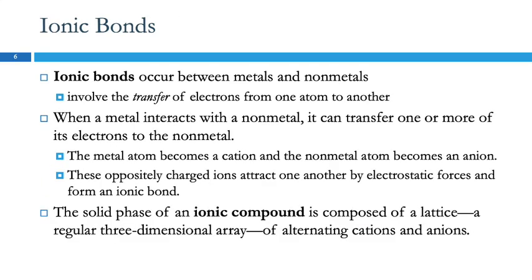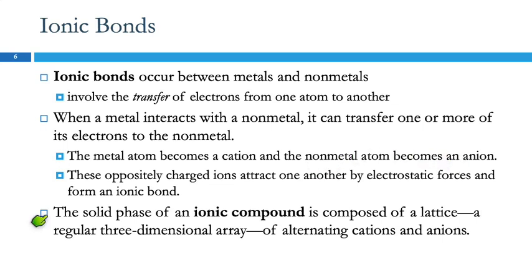So ionic bonds are going to occur between metals and nonmetals. These involve the transfer of electrons from one atom to another. When an atom loses or gains electrons, it becomes an ion, right? And so if one atom loses electrons and gives those electrons to another atom, now we have a negative ion and a positive ion, and their opposite charges attract them like little magnets. So it always goes the same way. The metal becomes the cation, and the nonmetal becomes the anion.